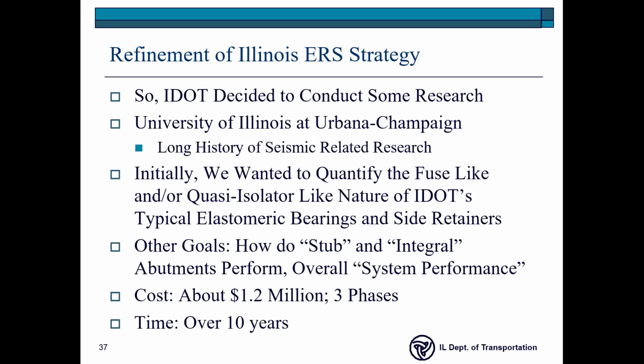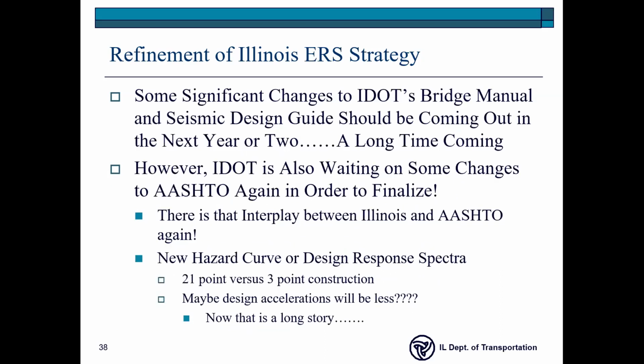We wanted to know what the fuse-like behavior is. We needed to quantify it, and we wanted to look at some other things like system performance and different abutment types. And we really spent $1.2 million on this research, which for the Department of Transportation, that's a lot of money. And we spent 10 years doing it, okay?